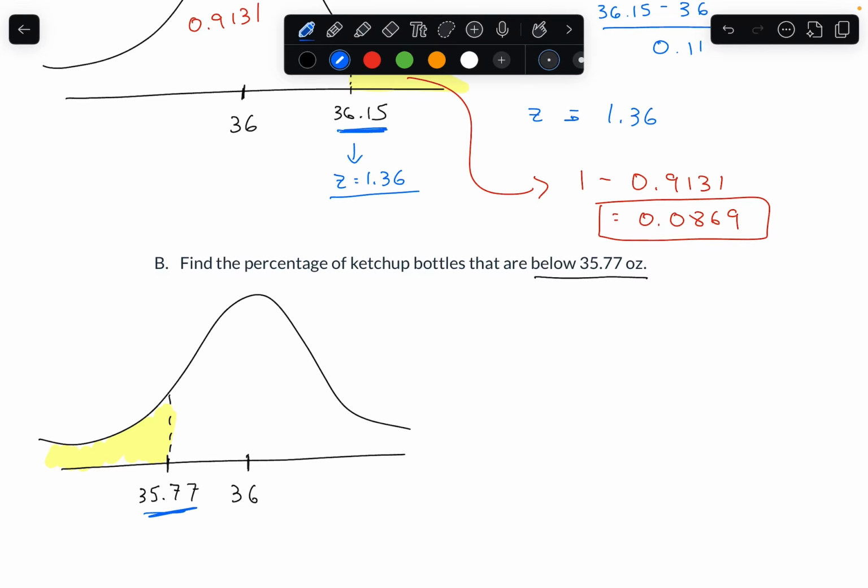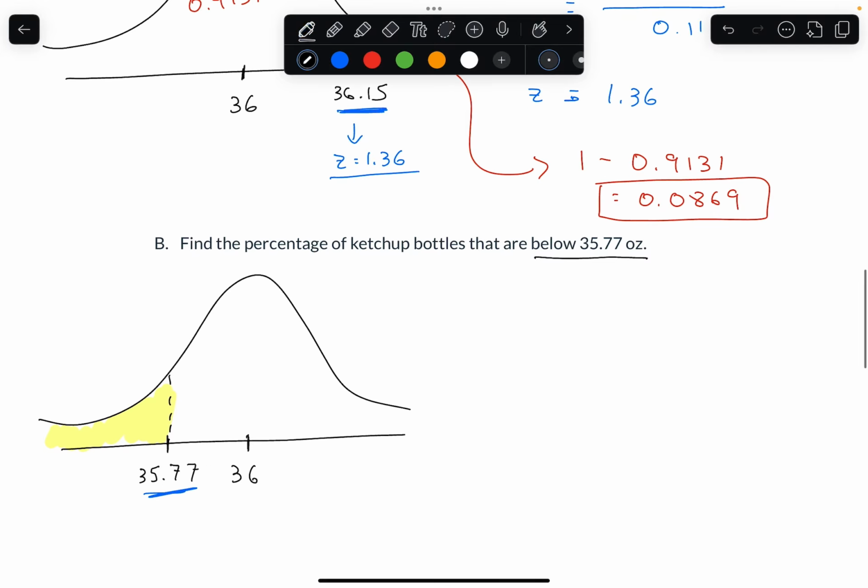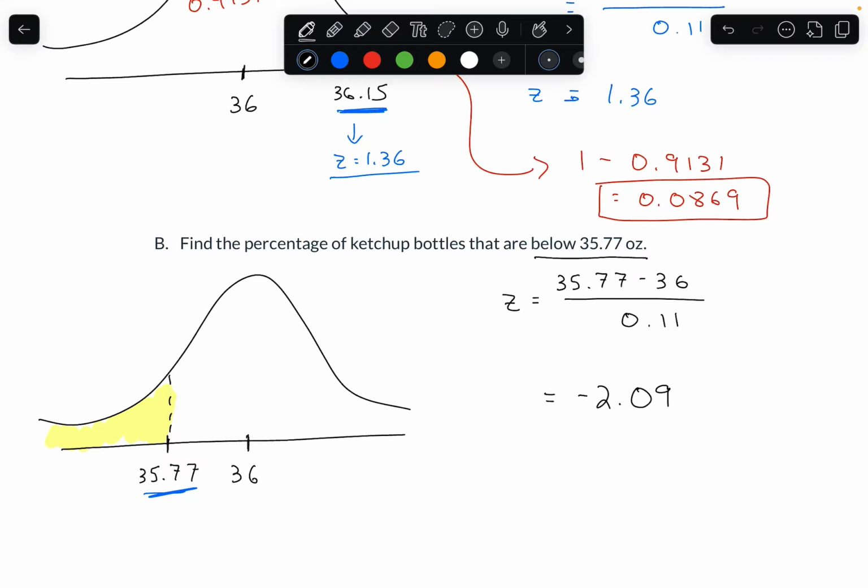I just need to find the z-score corresponding to this number. So z equals my observation, which is the data value that I have, 35.77, minus my mean, 36, and then we want to divide that by our standard deviation, which is 0.11. If you want to grab your calculator for a second, 35.77 minus 36 divided by 0.11 gives me z equals negative 2.09 repeating, so we'll just say negative 2.09.